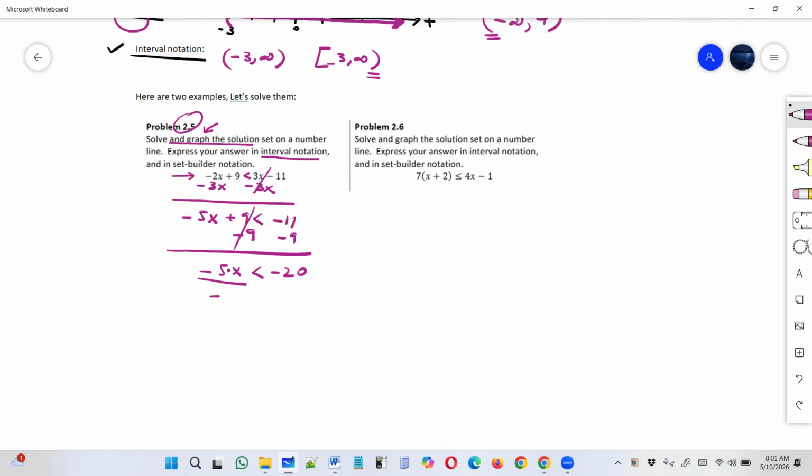I do that by dividing it by negative 5. And because I do that, first these cancel. The negative divided by a negative is a positive. 20 divided by 5 is a 4. But this symbol flips to greater than because you've divided by a negative. So remember, if you divide or multiply by a negative number, the inequality symbol shifts. So this is my algebraic solution.